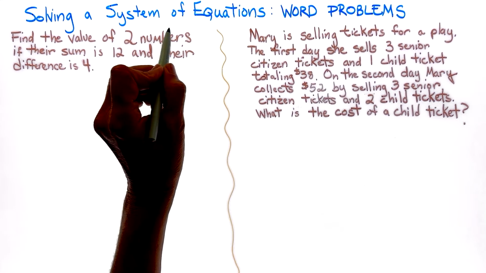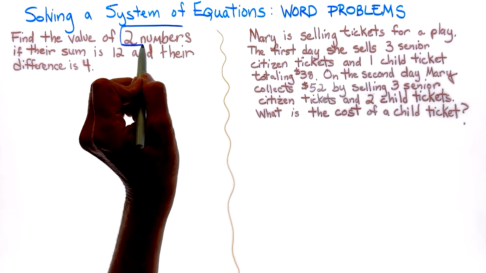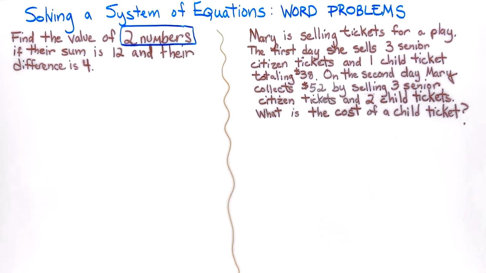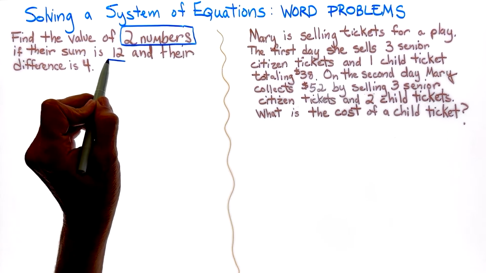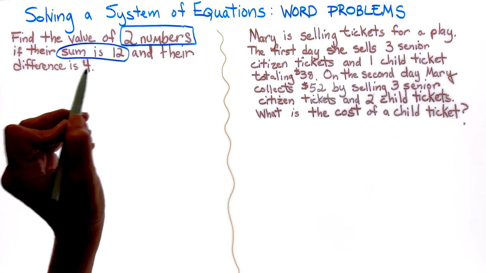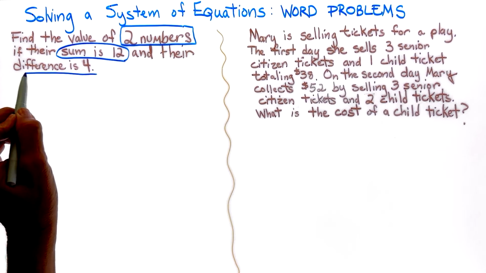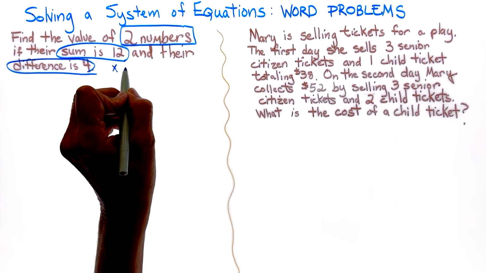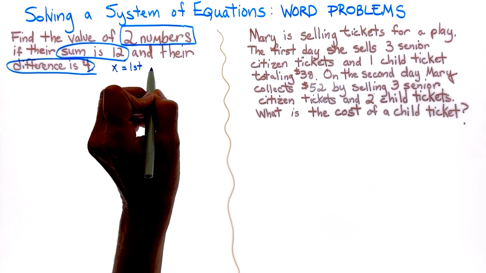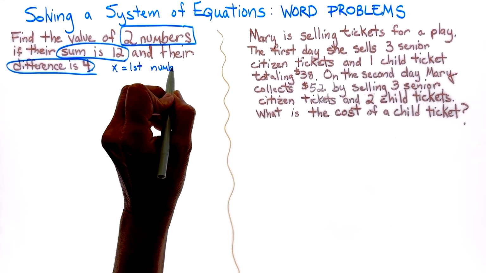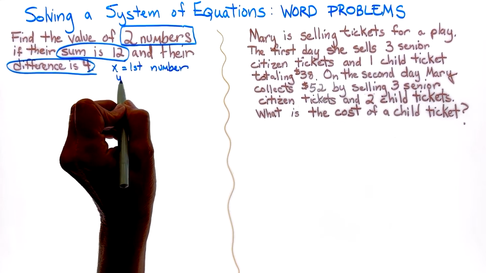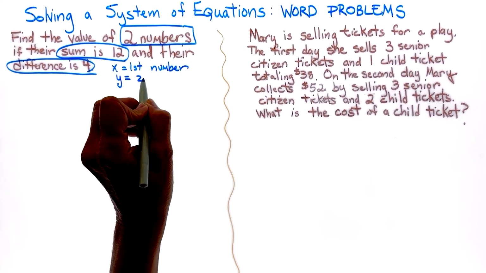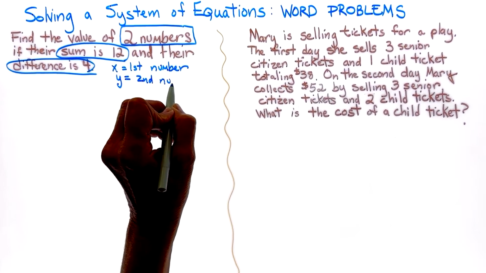So we know that we are looking for 2 numbers. Their sum is 12, but their difference is 4. So let's make x equal to the first number and y equal to the second number.